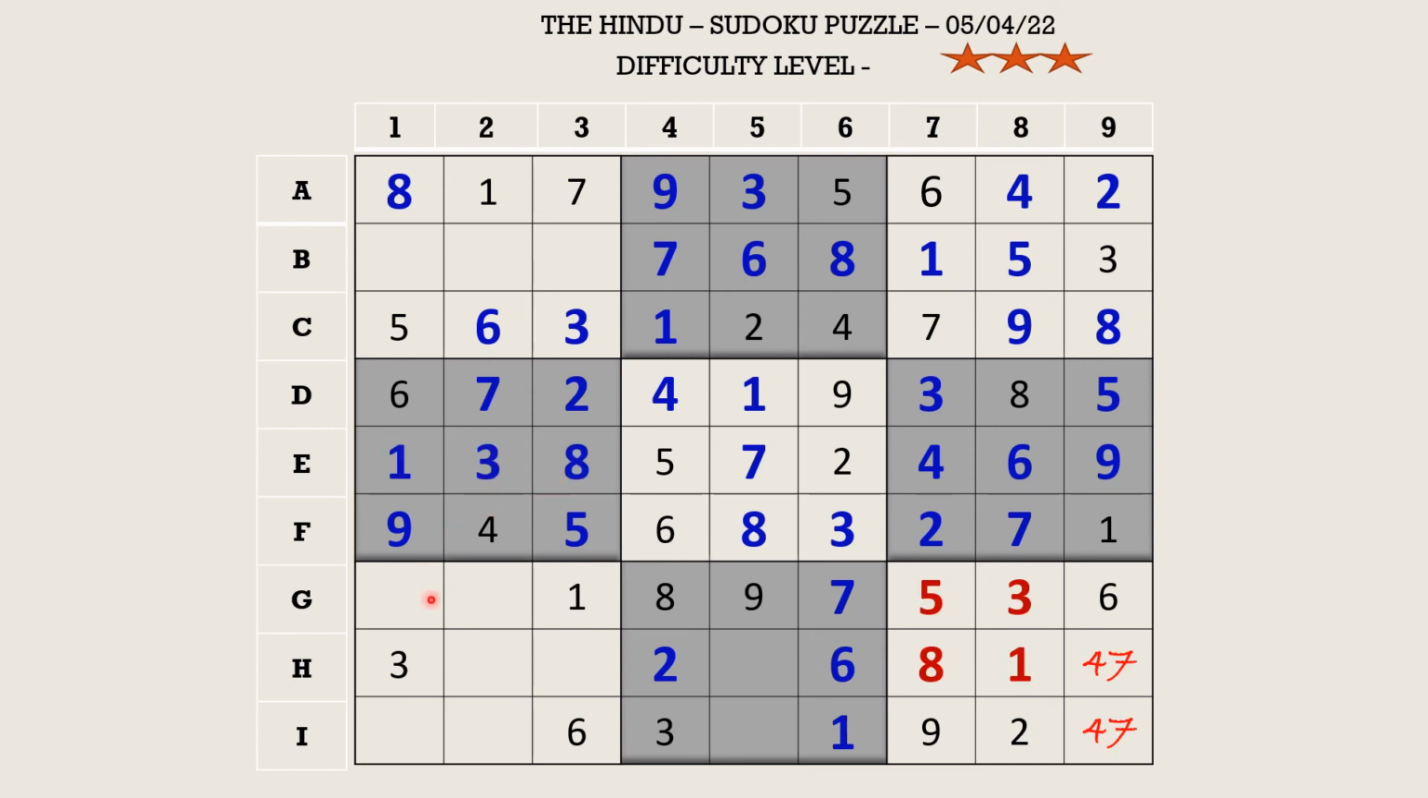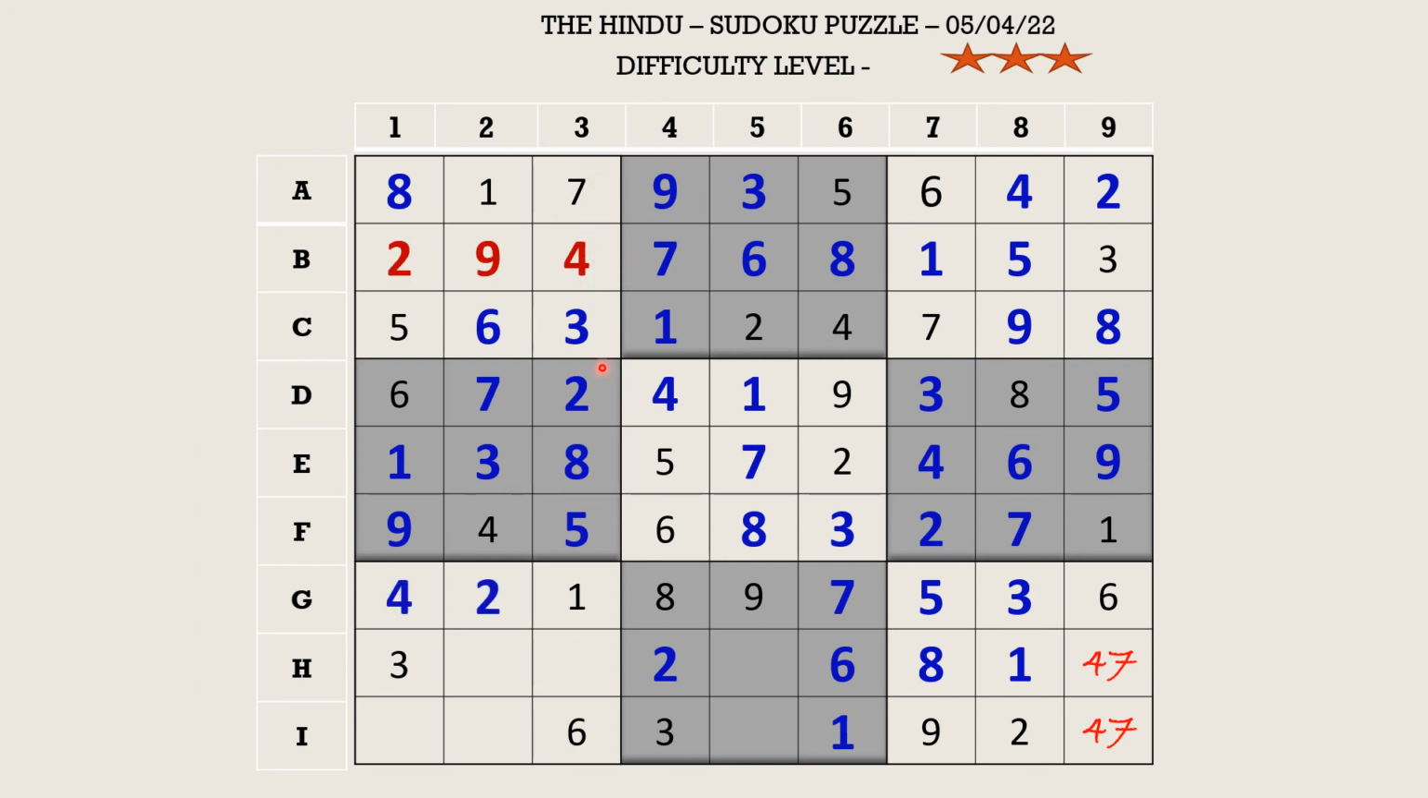In G row, the missing numbers are 2 and 4. There is a 4 here in F row. So G2 takes 2 and G1 takes 4. So in this block 1, there are 3 empty cells and the missing numbers are 2, 4 and 9. Now you have 4 and 9 in column 1 here. So B1 takes 2 and now the missing numbers are 4 and 9. There is a 4 blocking from here. So B2 takes 9 and B3 takes 4.